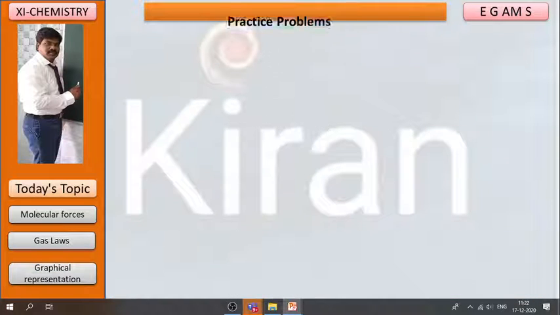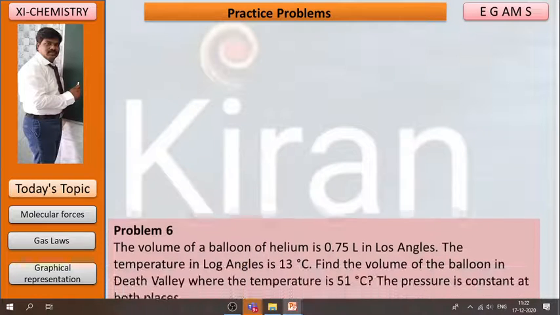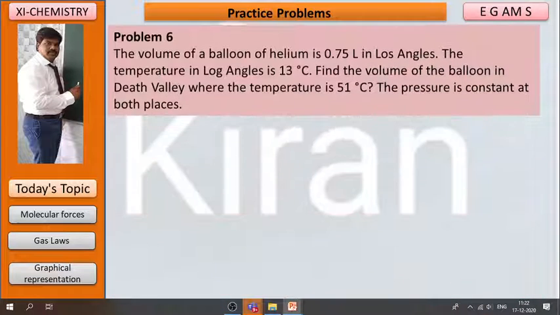Some more practice problems on Charles' law. Problem number 6. The volume of a balloon of helium is 0.75 liter in Los Angeles. The temperature in Los Angeles is 13 degrees centigrade. Find the volume of the balloon in Death Valley where the temperature is 51 degrees centigrade. The pressure is constant at both the places.